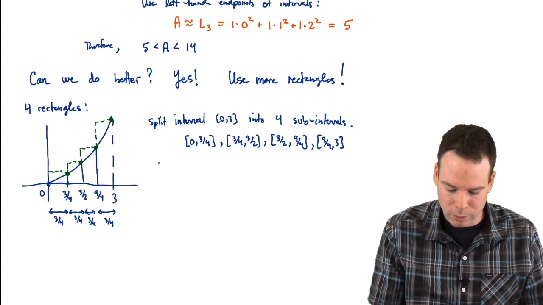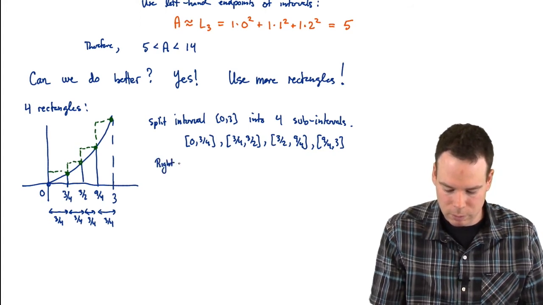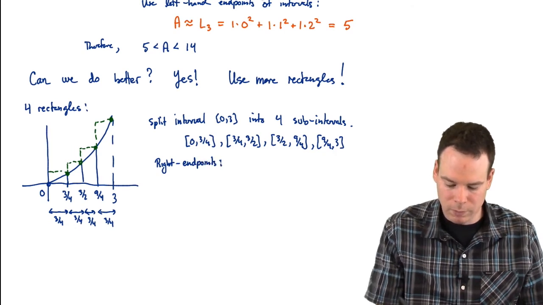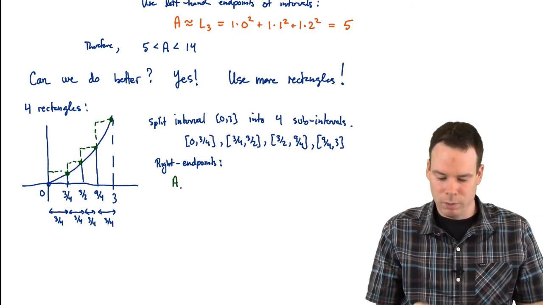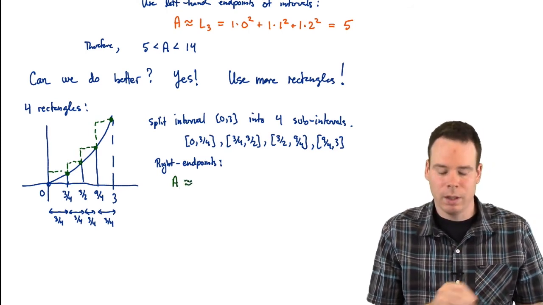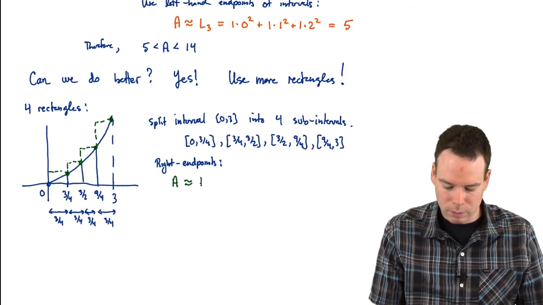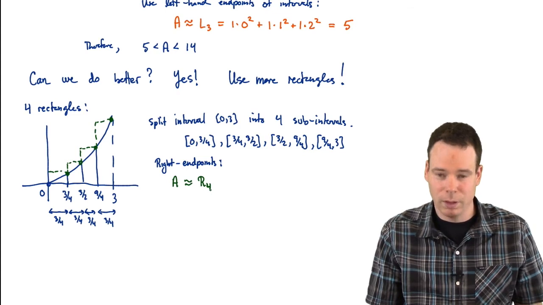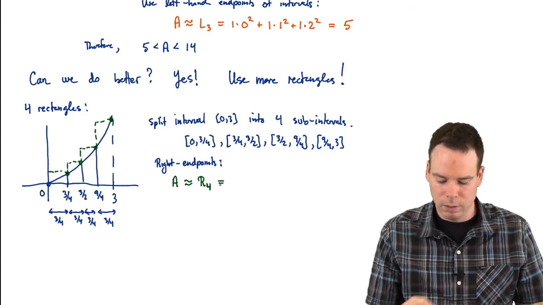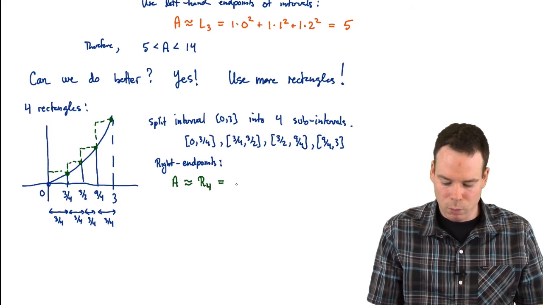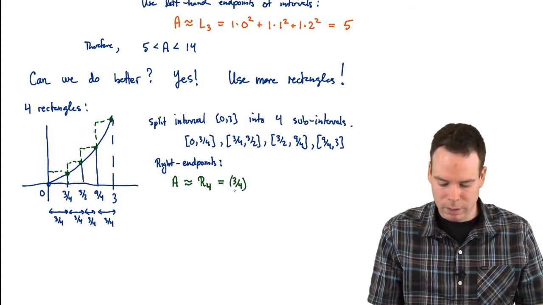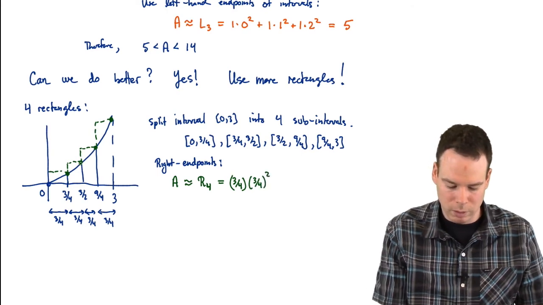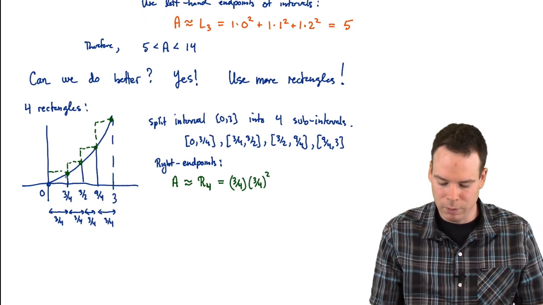So for the right endpoints of each of those intervals, we have that the actual area under the curve, which I'm denoting by A, is approximately the area of these 4 rectangles, which we'll call R sub 4. R, again, for the right-hand endpoint we're using, and 4 because we're using 4 rectangles. And now what is it? Well, it's the width of the rectangle times its height. What's its height? That would be 3/4 squared. This is a squaring function, so if I know the x value, I square it to get the y value.